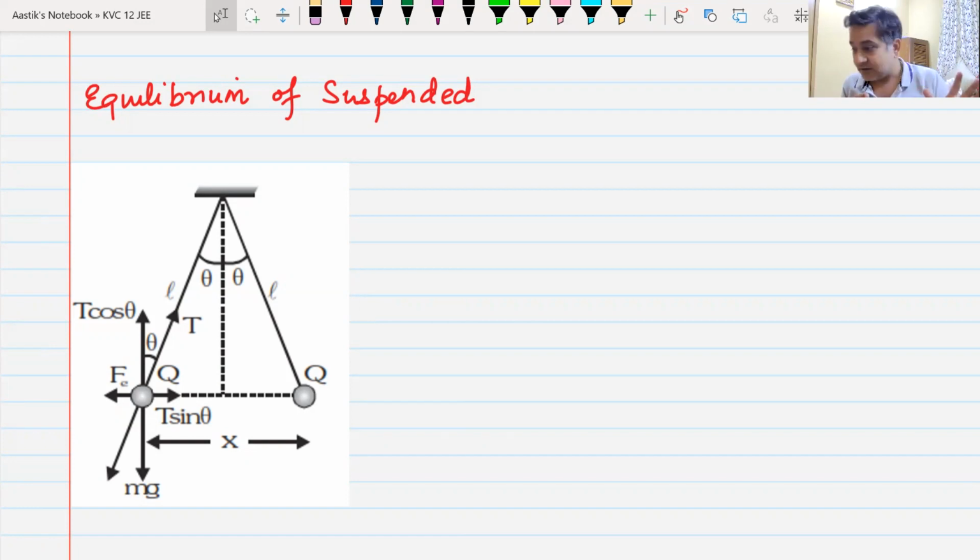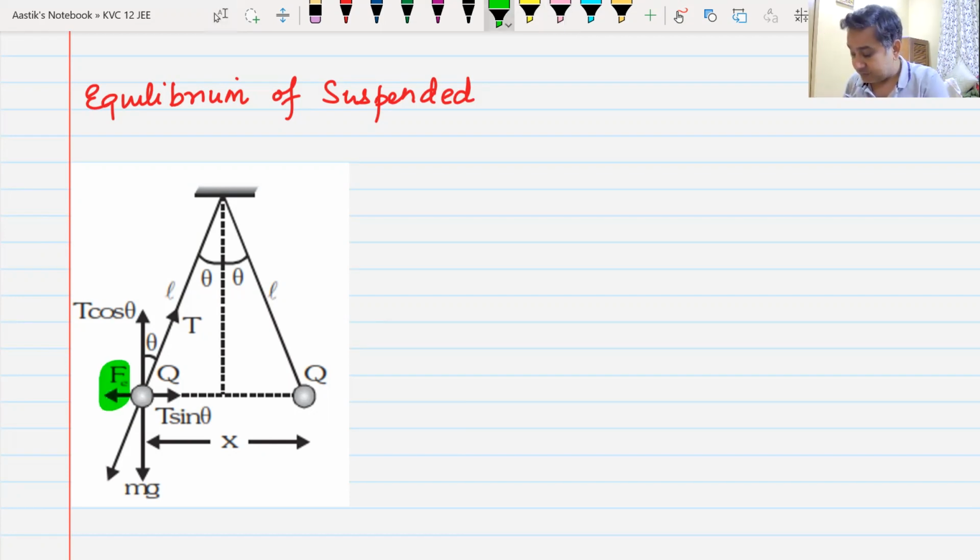Do you know this question? They ask you what is the value of theta and so on. So this is the free body diagram of this system. The two charges are equal. So there are three forces acting on any one of the charges that you see. Do you see these three forces?